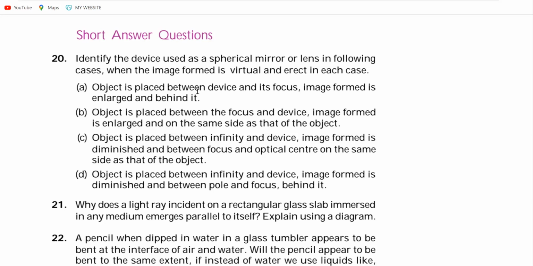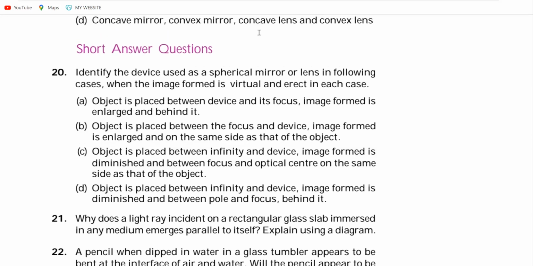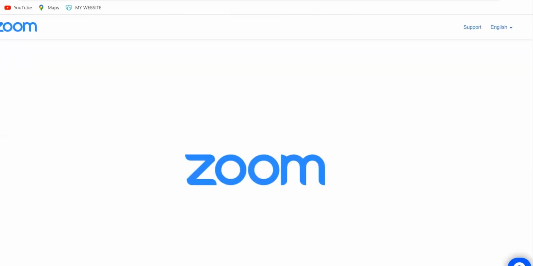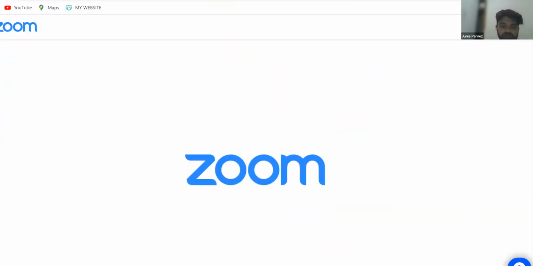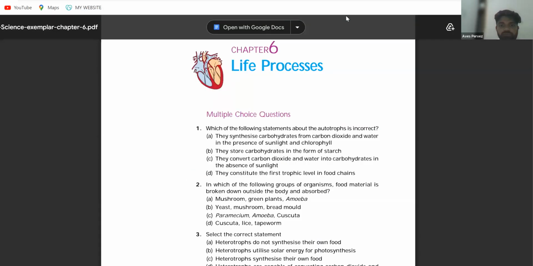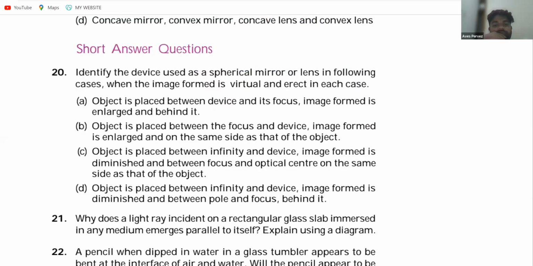Tell me, let me turn on the camera. Which type of image is it? Which type of image is formed here? In question number 20 A, the object is placed between the device and its focus. The image formed is enlarged and behind it. Tell me.